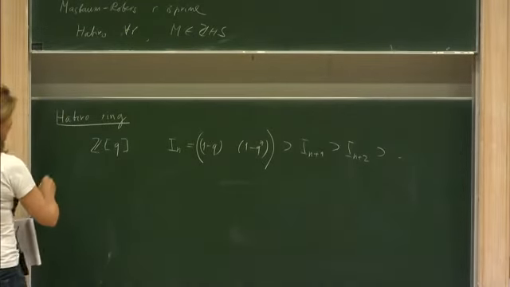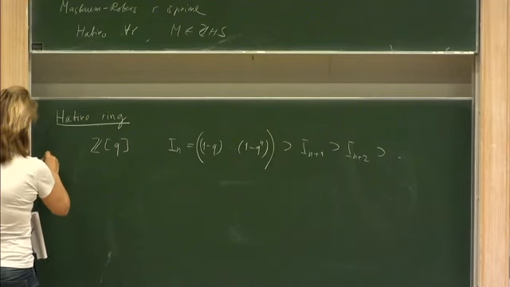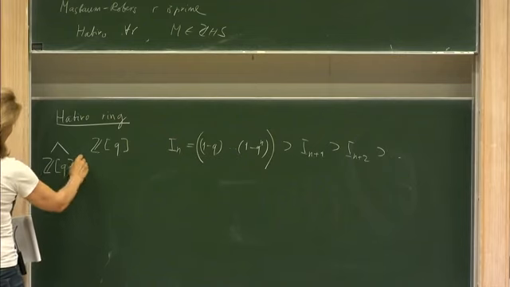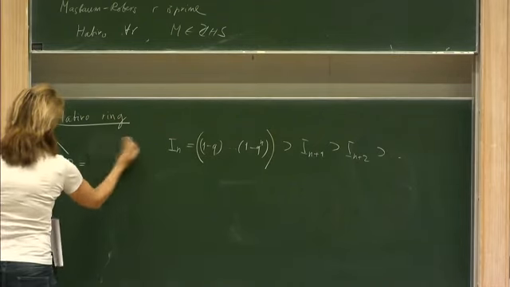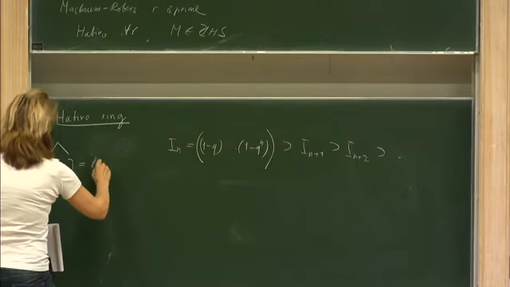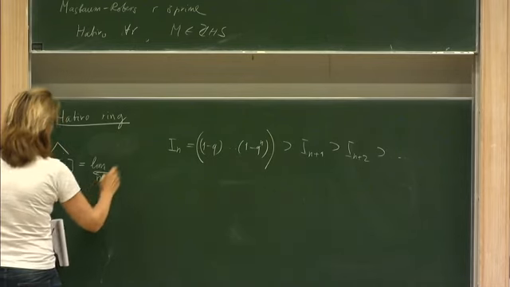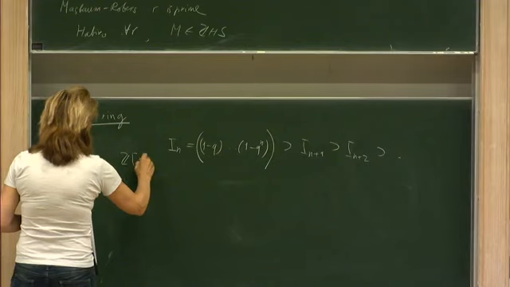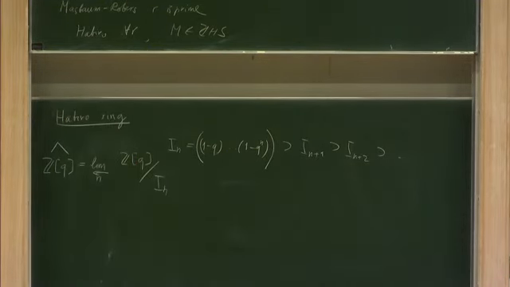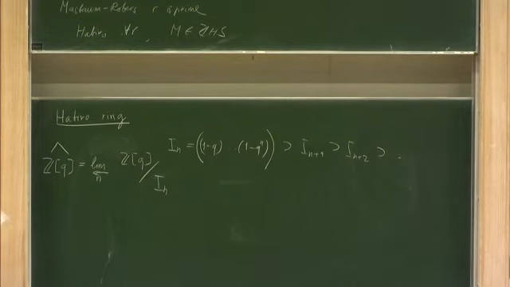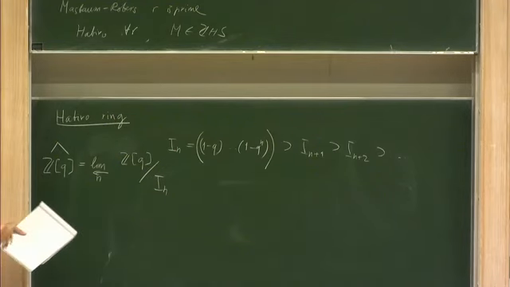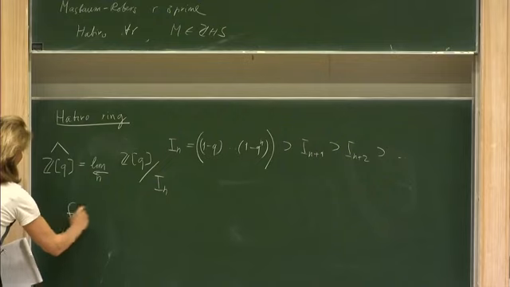And now you define your so-called, so this is a notation, Z[q] hat is a notation for the Habiro ring. You define it as the limit when n goes to infinity of the quotient of Z[q] by this system of ideals. Okay? So how should you think about such an element f in this ring?